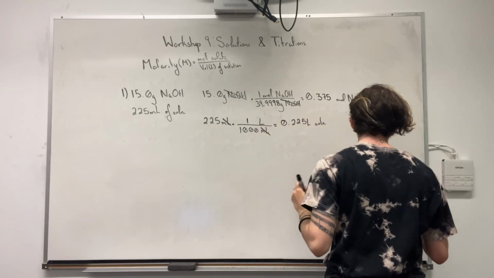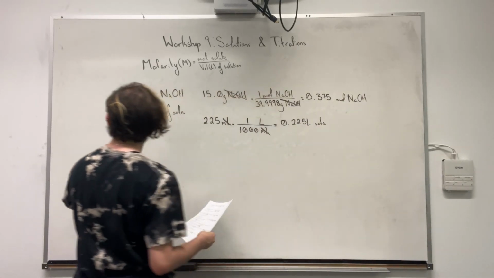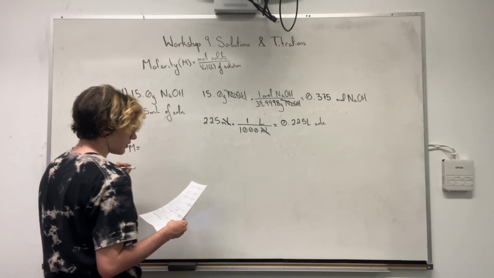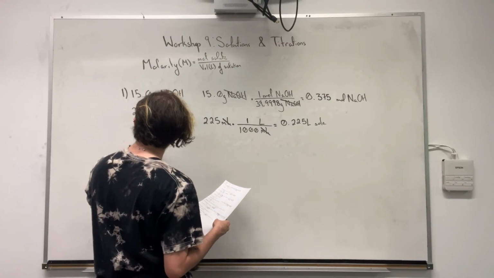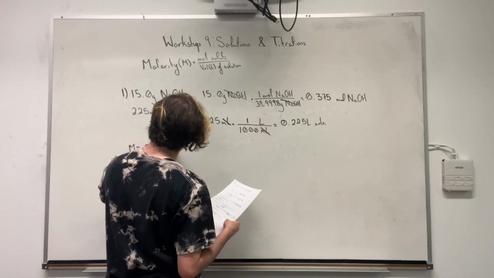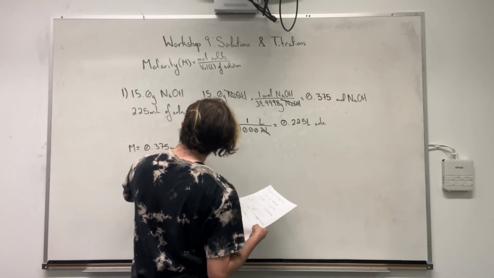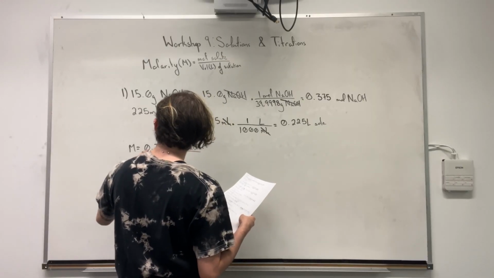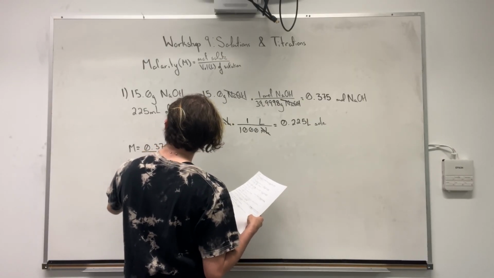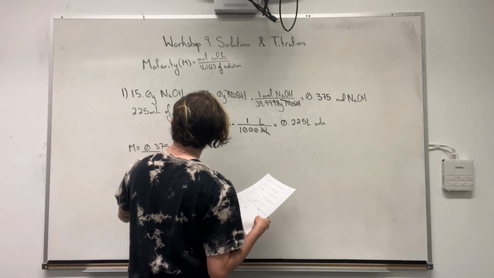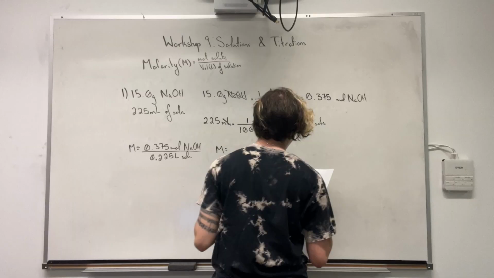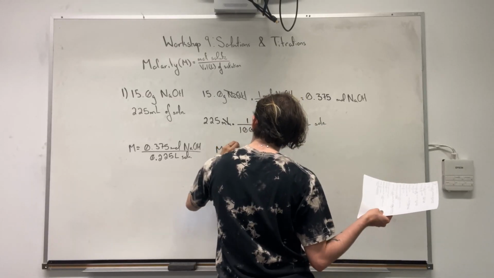And so now we have everything we need to solve for our concentration. Molarity is equal to 0.375 moles of sodium hydroxide over our 0.225 liters of solution. And so the molarity of this specific solution is 1.67.